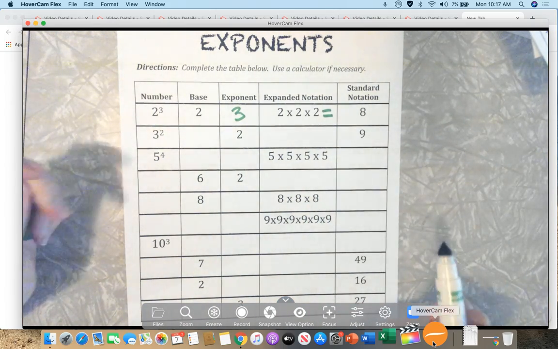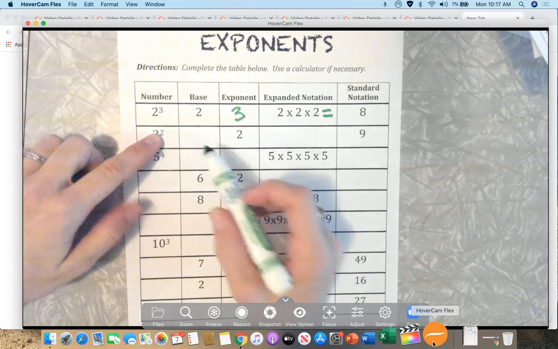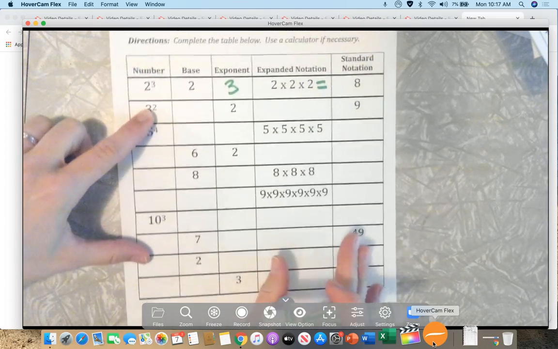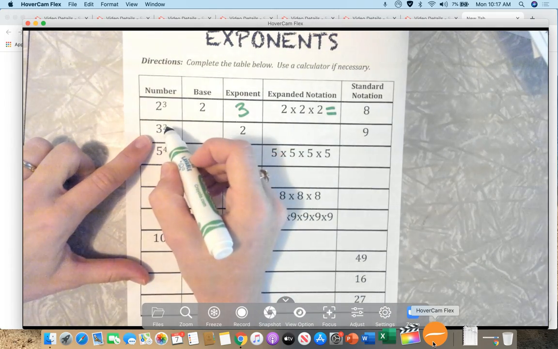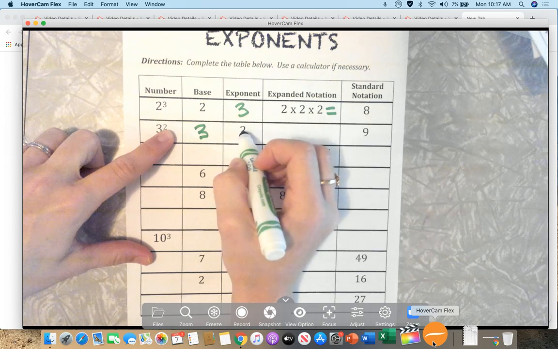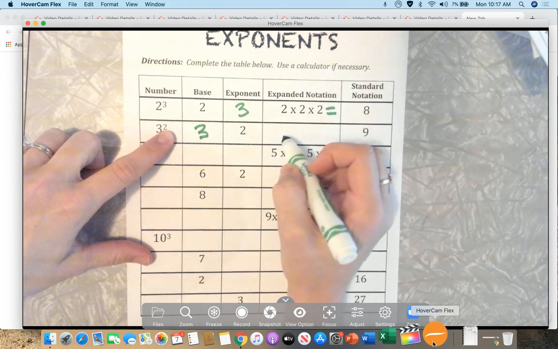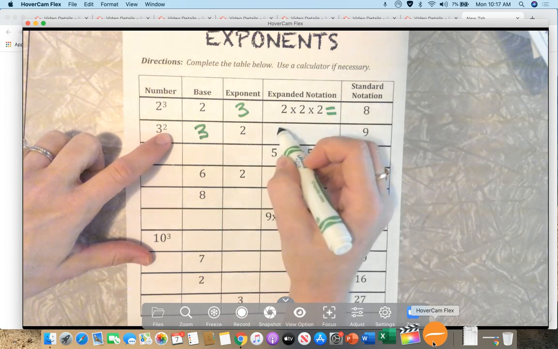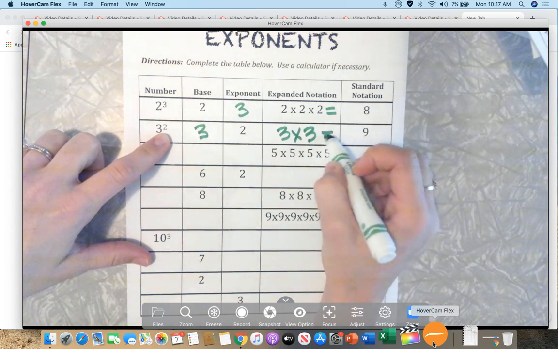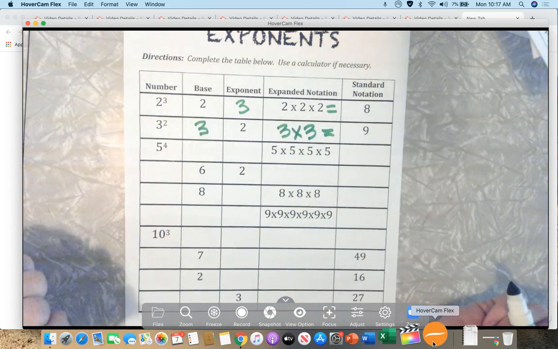So let's see. I will go ahead and do the number 3, and then I'll do one down here that's really blank just to help you out. Okay, 3 to the second power. 3 is the base. 2 is the exponent. They filled that in. Now, if it's 3 to the second power, that would be 3 times 3. And then I solve it, and that equals 9, which they have for me.